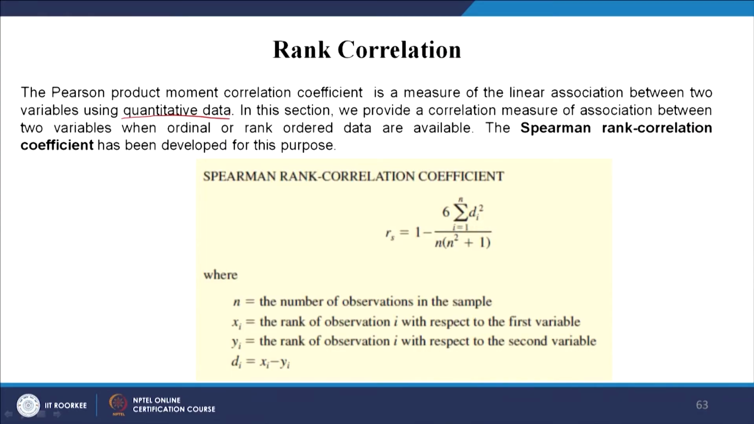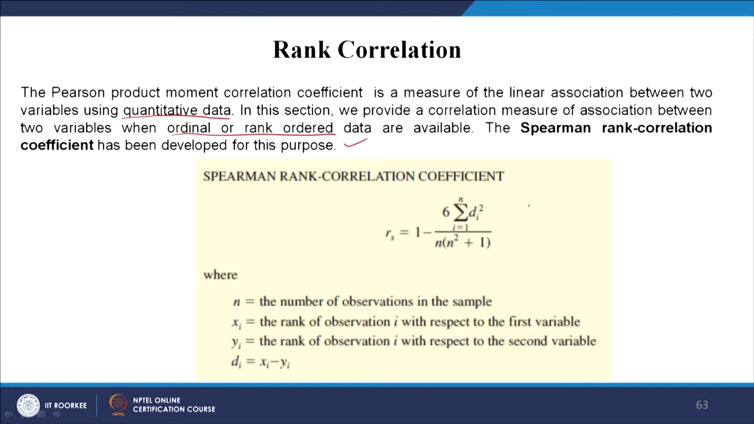So, let us see, the Pearson product moment correlation coefficient is a measure of the linear association between two variables using quantitative data. But in this section we will provide a correlation measure of association between two variables when ordinal or rank order data are available. So, when the data is available in an ordinal or rank order manner, in such a condition we will use the rank order correlation or the Spearman's correlation. So, the Spearman's rank correlation coefficient has been developed for this purpose.